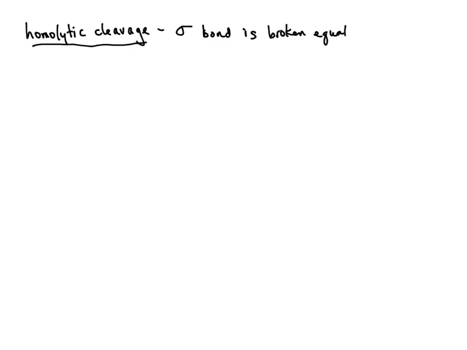So homolytic bond cleavage is where a sigma bond is broken equally, so that each atom receives one electron from that sigma bond. And in the process, thus forming two new radicals.